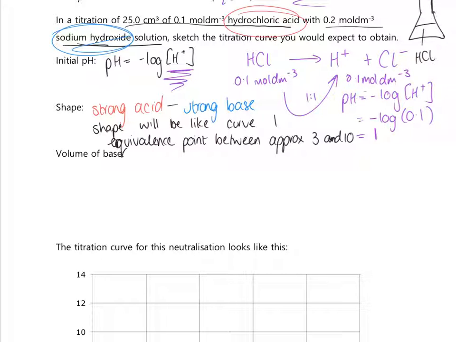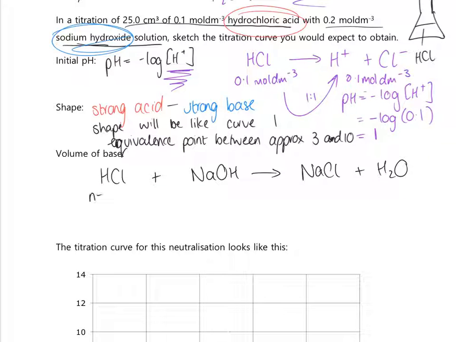Okay, volume of base then. So that's going to tell us the length of the straight part of our curve. Finally, we can work out the volume of base, which will tell us where our equivalence point actually happens along our x-axis. So for this we need to think about what's happening here. We're titrating hydrochloric acid against sodium hydroxide. Finish that equation for me. NaCl plus H2O. It's already balanced, so it's all good.